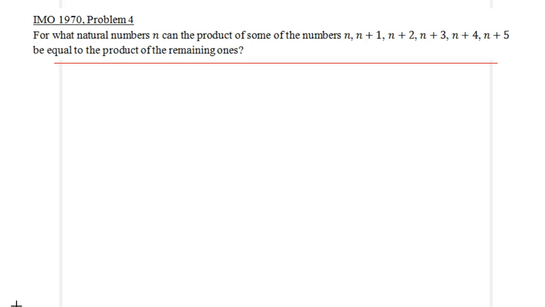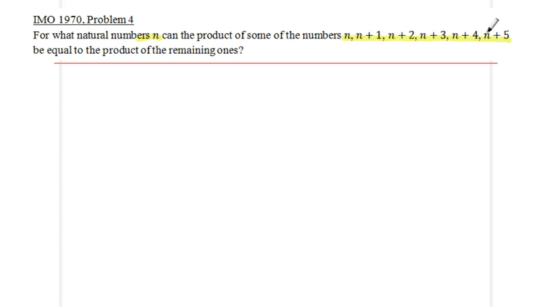Hello everyone, in this lecture we will be going over problem 4 from the IMO 1970. We would like to find all positive integers n such that this set of six positive integers can be split into two disjoint subsets such that the product of elements in each of these subsets are the same.